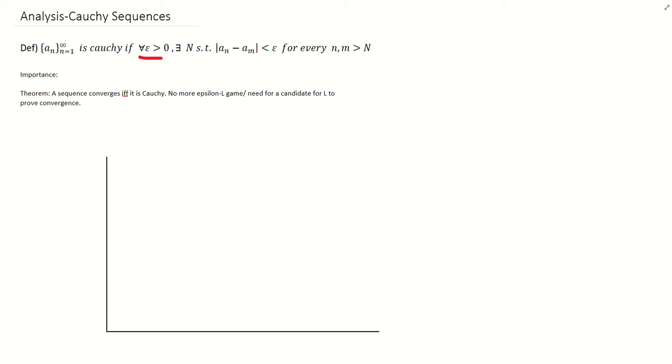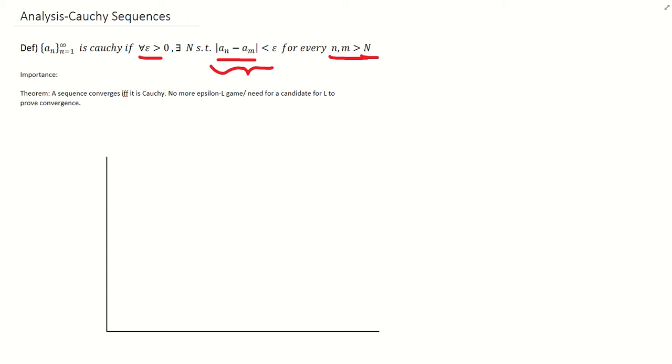And as you make that epsilon infinitely close to 0, you're bounding this a sub n minus a sub m term in absolute value. You're bounding that to make it extremely small as well. So the smaller your epsilon is, the smaller that difference has to be. And the point of a Cauchy sequence is that you want to find some large N value that forces the little n and little m to satisfy this property right here.